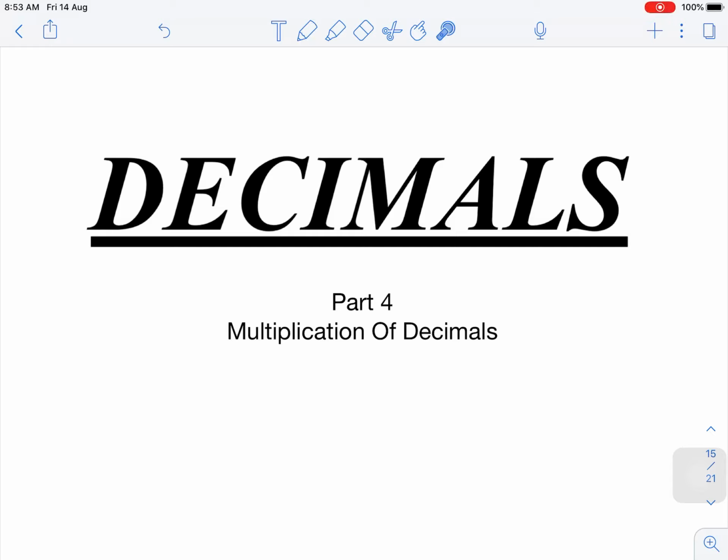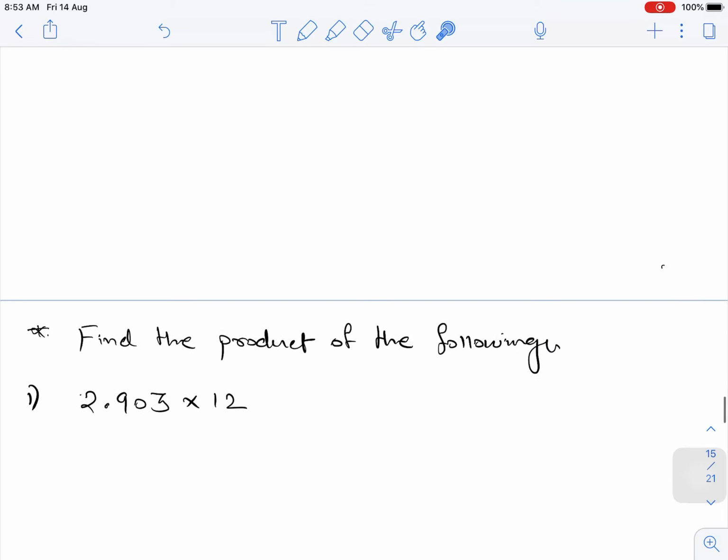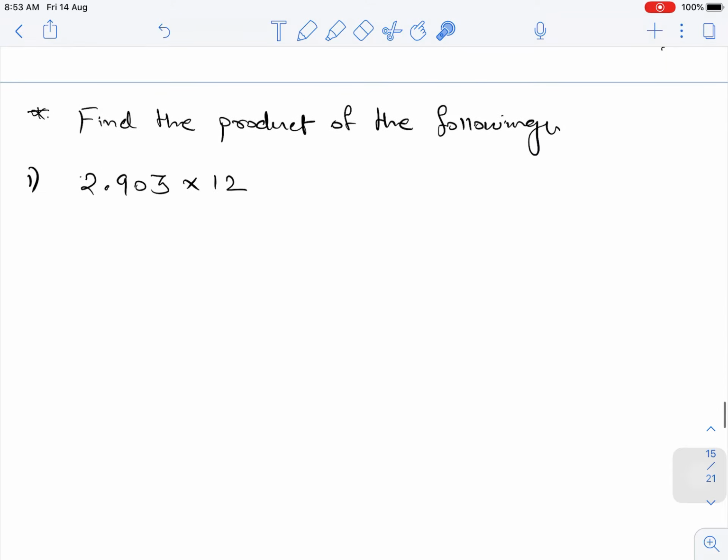So hello students, today we are going to learn chapter number 3 of class 7, that is decimals. In the previous period we have learned about addition and subtraction of decimals. Now today we are going to learn about multiplication of decimals. Multiplication of decimals is also a very easy part of this chapter. So let us solve some examples based on this multiplication.